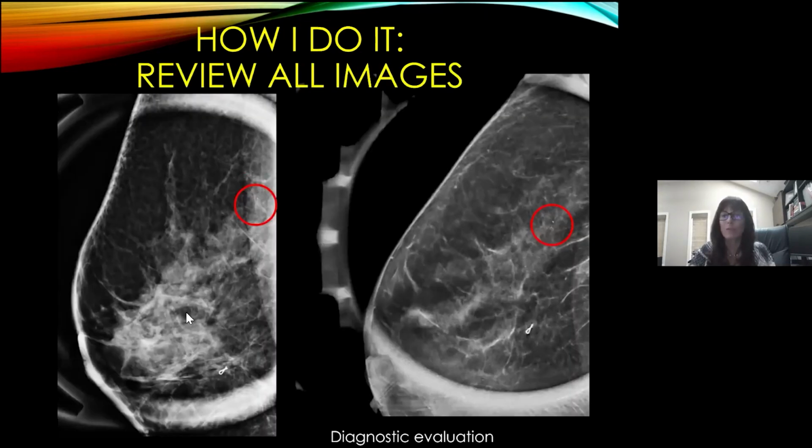She was called back for diagnostic evaluation of those calcifications. I know they don't project very well here, but the circle is showing you that there is a small group of calcifications there. These are new. These need to be biopsied.